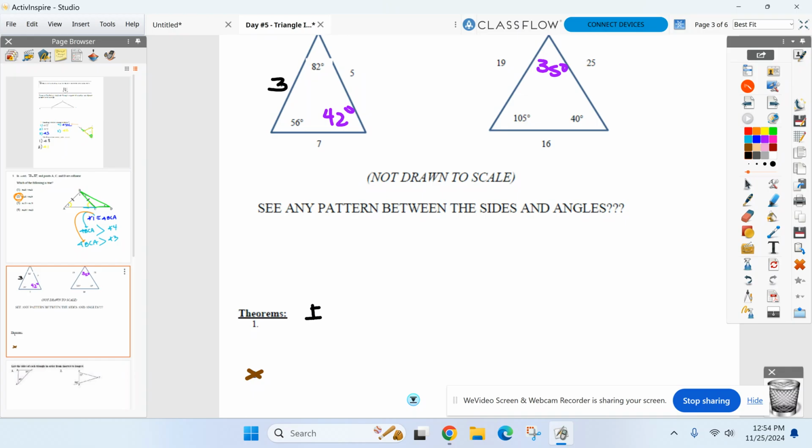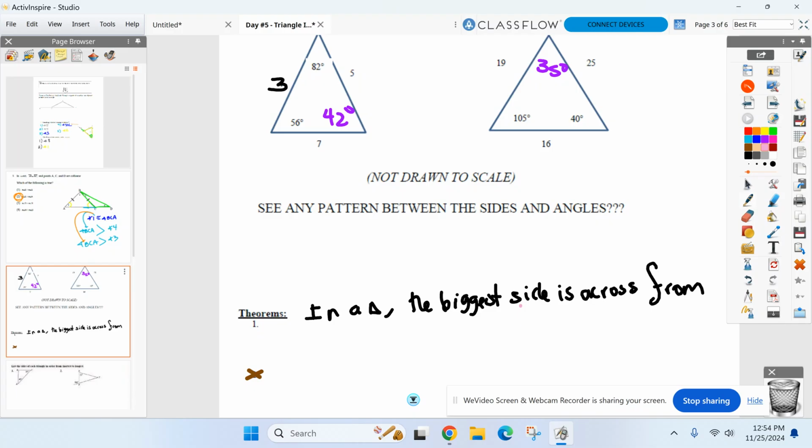So in a triangle, we always have to have that because none of these facts work in quadrilaterals, pentagons, octagons, only in a triangle. The biggest side is across from, where's it always across from? The biggest angle. Boom. Biggest side across, and then we could also substitute in the word smallest side, smallest angle.